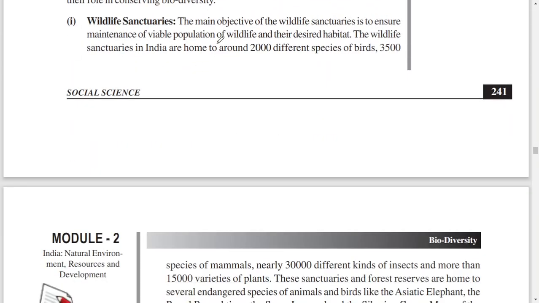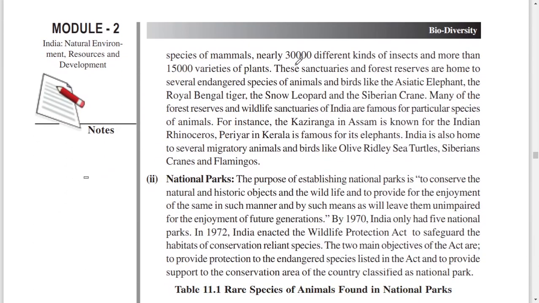Wildlife sanctuaries kya hai? The main objective of the wildlife sanctuaries is to ensure maintenance of viable population of wildlife and their desired habitat. The wildlife sanctuaries in India are home to around 2000 different species of birds, 3500 species of mammals, nearly 30,000 different kinds of insects and more than 15,000 varieties of plants.